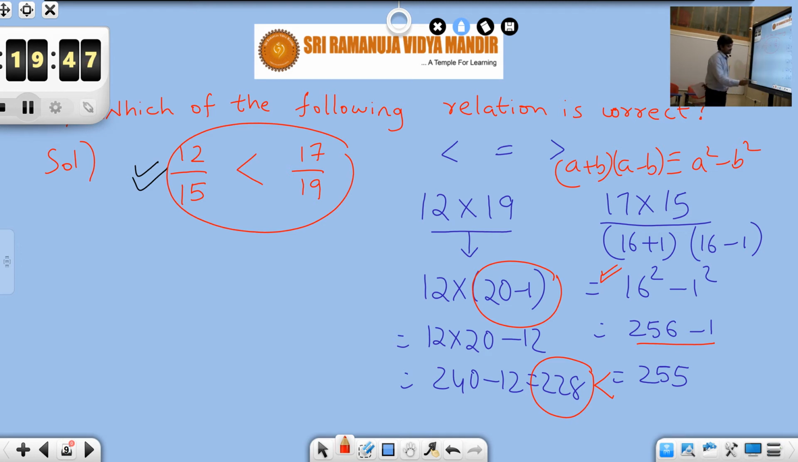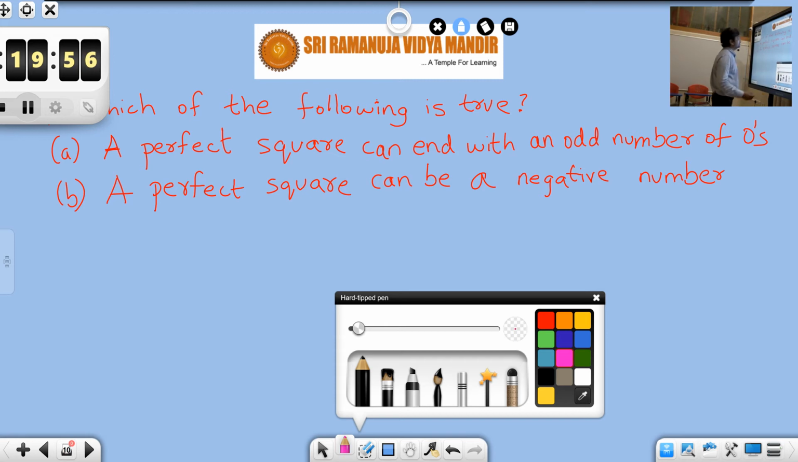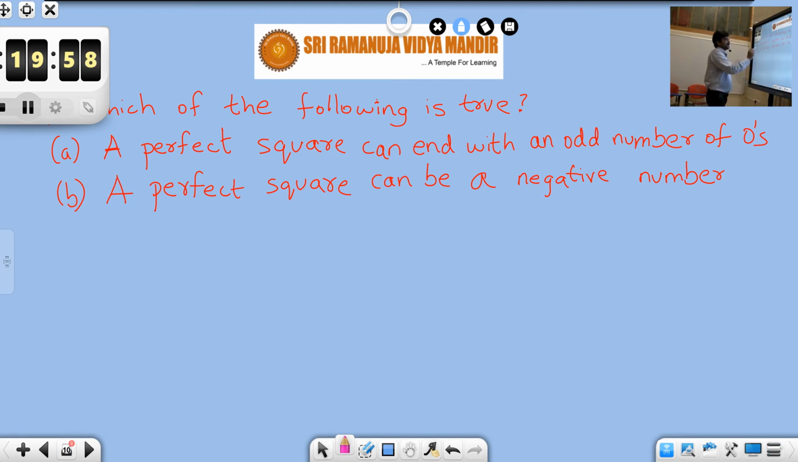Okay, let's get to the next question. Which of the following is true? A perfect square can end with an odd number of zeros.